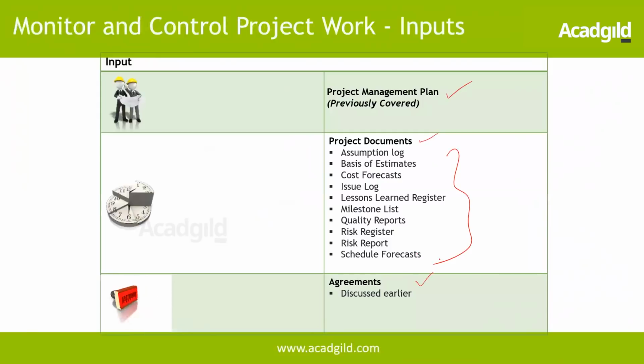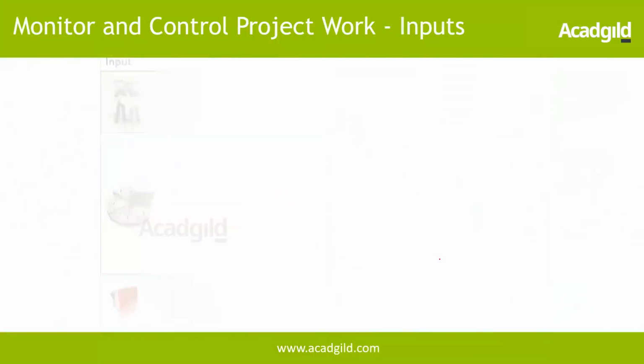Agreements. Agreements are nothing but the contract which we discussed in the very first process, develop project charter, but that could be a key part of this monitoring and controlling, because it's not only the project manager looking at the performance of the project. Here is where the testing is done. Here is where the customer comes in and looks at the deliverables, whether they are against the scope or against the agreement. Whatever has been delivered is part of the agreement. So that's where the agreement acts as a key input during this process.